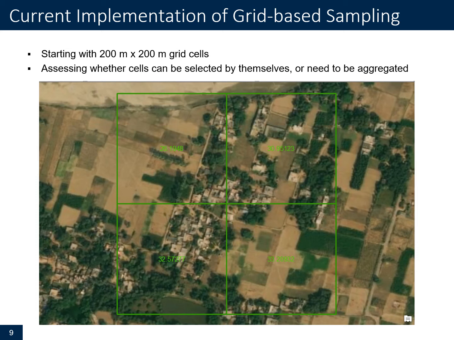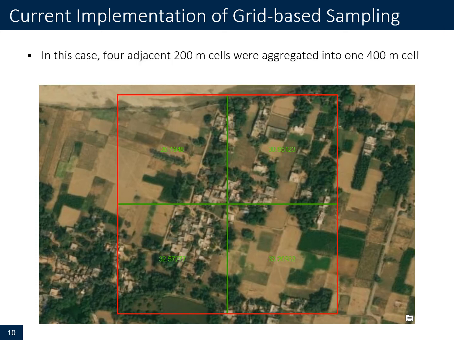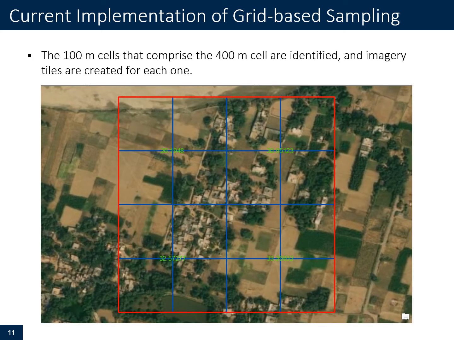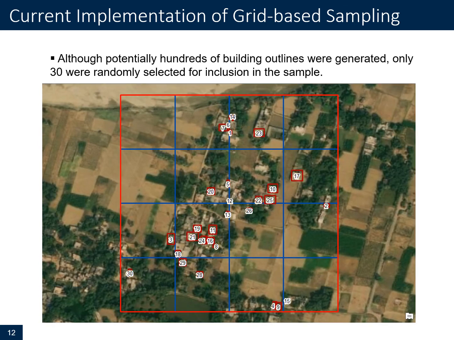So we needed to make sure that the population estimation within our sampling unit would be able to provide enough buildings for that purpose. In this case, 4 adjacent 200-meter cells were aggregated into one 400-meter cell to ensure we had the appropriate level of population for our survey's needs. The 100-meter cells that comprised the 400-meter cell were then identified, and imagery tiles were created for each one. From the potentially hundreds of building outlines generated for the sampling unit, 30 of the buildings were randomly selected for inclusion in the sample.